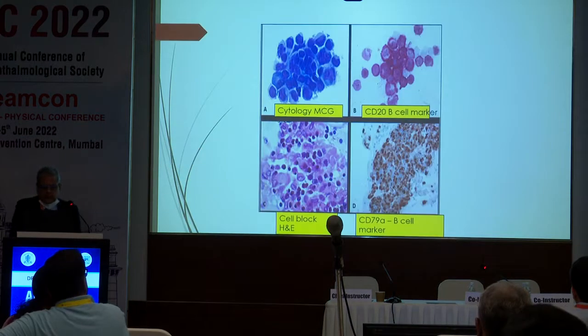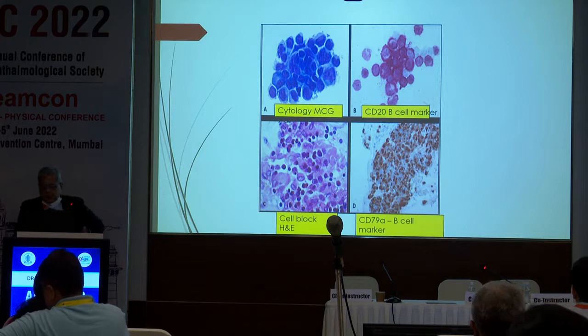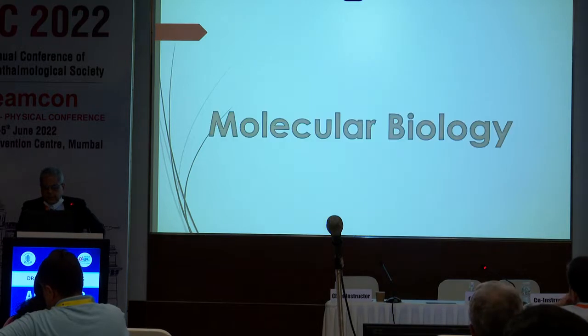This is a cytology on MGG stain, or you can do H&E stains, cell block preparation, and we use markers for T and B cells. CD20, the B cell marker, was positive in this case of primary vitreoretinal lymphoma.